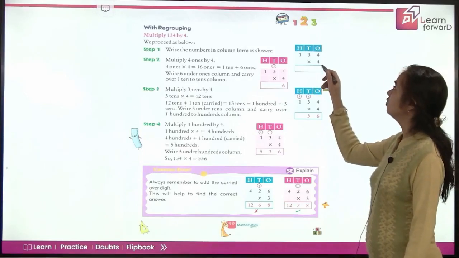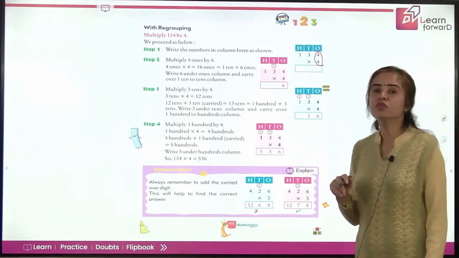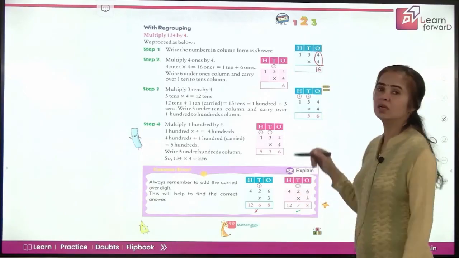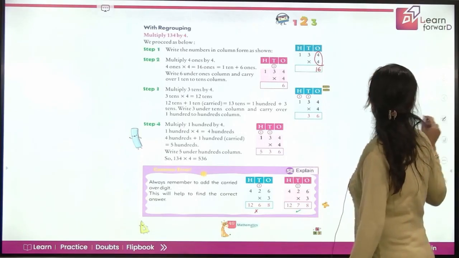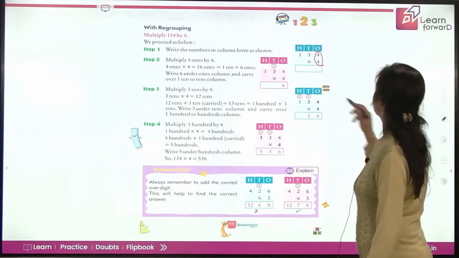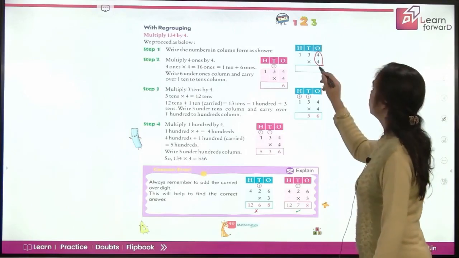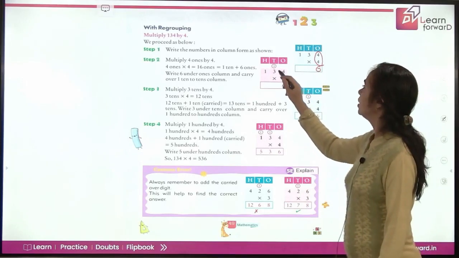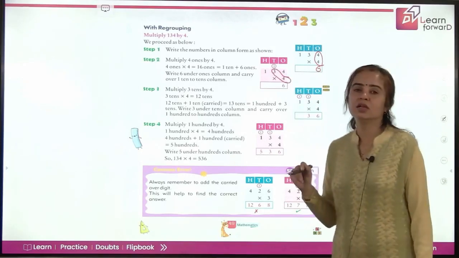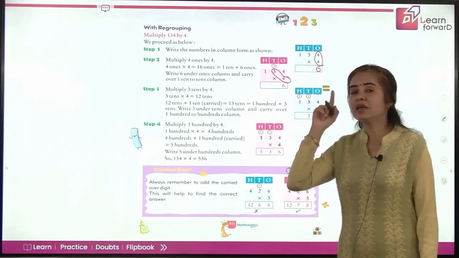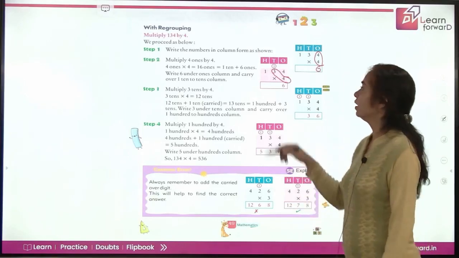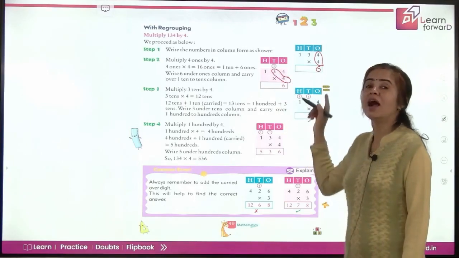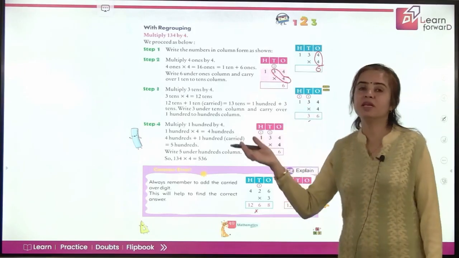First multiplication will be 4 by 4. So 4 fours are 16. But can you write 16 here all together? No. That means you will have to write just 6 at the ones place and 1 will go carry over to the tens place. Now in the second step you will be multiplying 4 and 3. 4 threes are 12. And now you will be adding your carryover here at the tens place. So 12 plus 1 is 13. You write 3. Again 1 will go carry over to the bigger place, hundreds place.